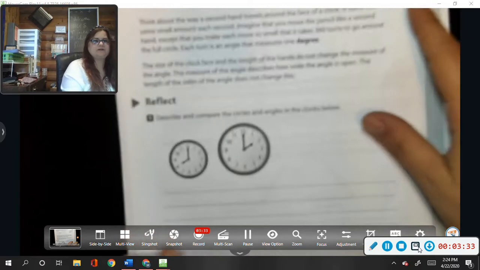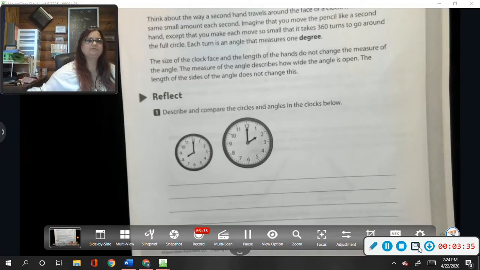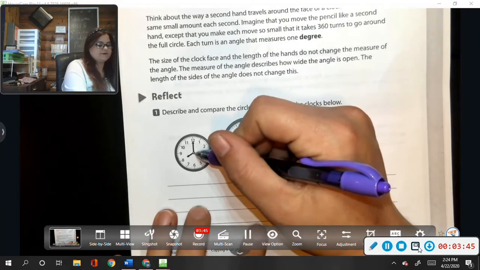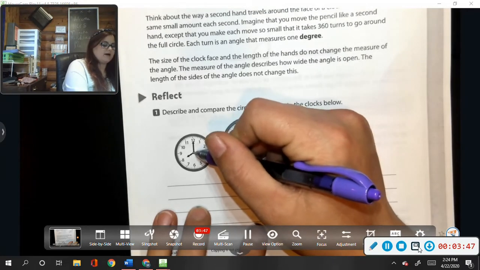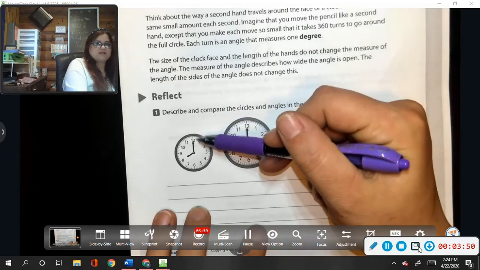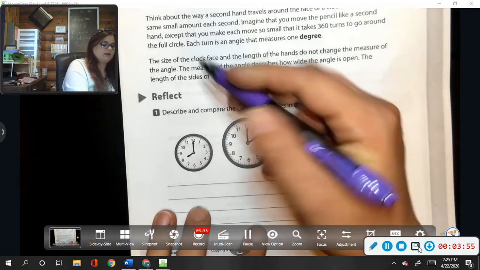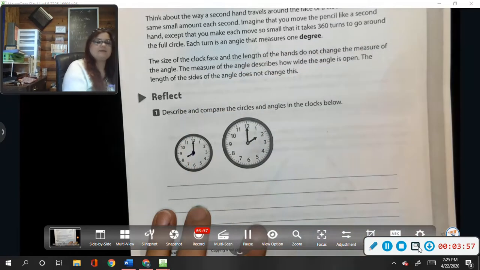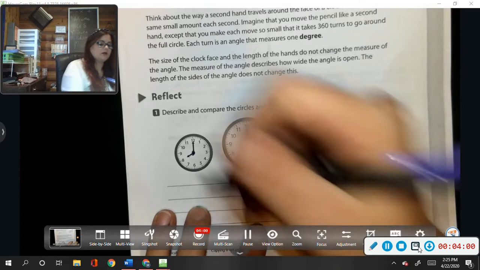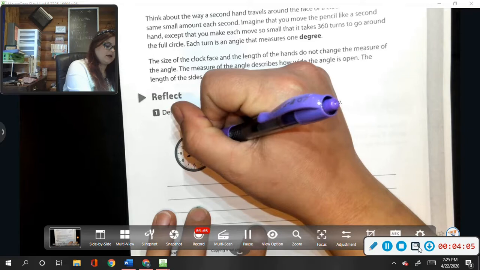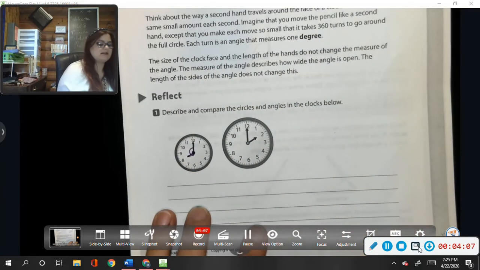So let's look at the reflection. Number 1 says describe and compare the circles and angles in the clocks below. Well, let's look at this first clock. So this is the hour hand and this is the minute hand. These are two rays, and they meet in the middle at a vertex. So these two hands are actually forming an angle. Now let's look at that angle.